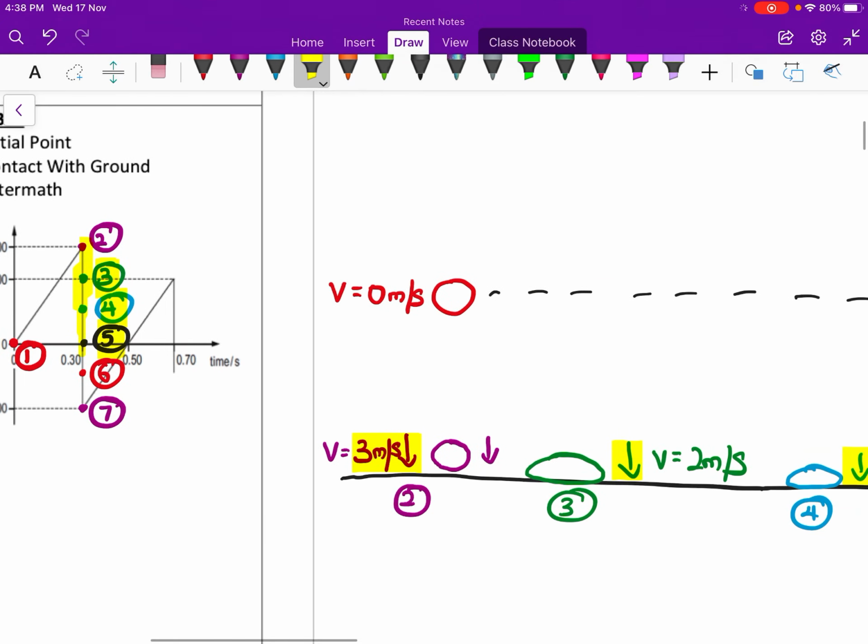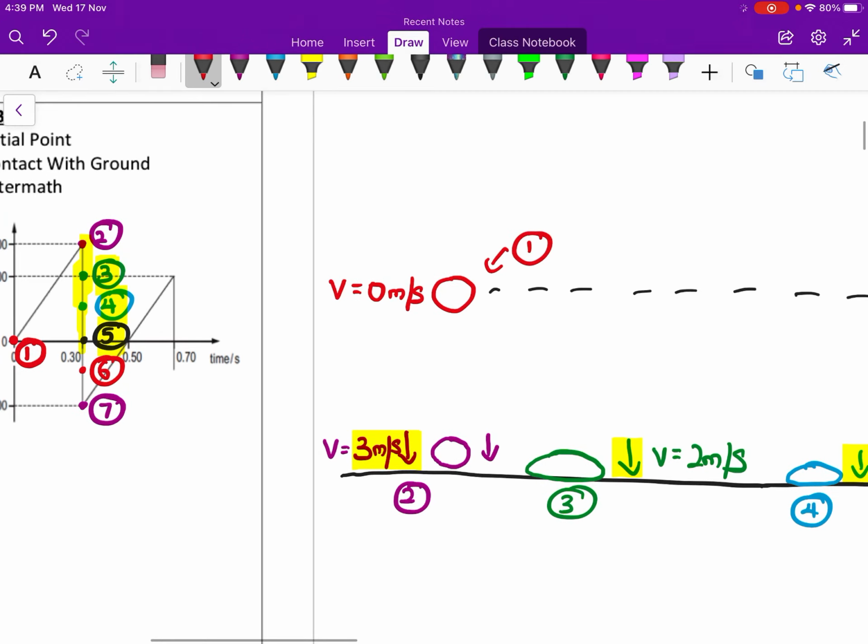First thing first, when I drop the ball, this is point number 1, the velocity of the ball is 0 meter per second. After I drop it, it will slowly gain speed. So maybe now instead of 0 meter per second, my velocity is 1 meter per second in the downward direction. It will gain speed until, before it hits the ground, the velocity of the rubber ball becomes 3 meter per second. Same thing, the velocity is in the downward direction, because direction is very important when we are talking about velocity.